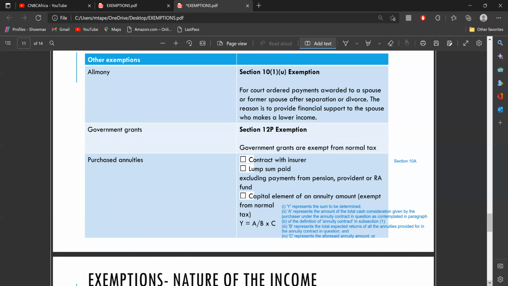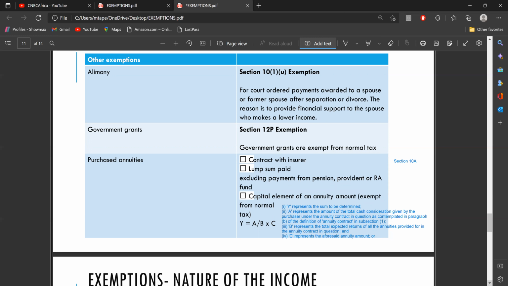Then there's alimony, which is exempt in terms of Section 10(1)(U), and this is for court-ordered payments awarded to a spouse or former spouse after separation or divorce. The reason is to provide financial support to the spouse who makes a lower income. So if a couple has gone through a separation or a divorce, and the court orders one of the spouses to pay alimony, that amount would be included in their gross income in terms of a special inclusion, right? And it would be exempt in terms of Section 10(1)(U).